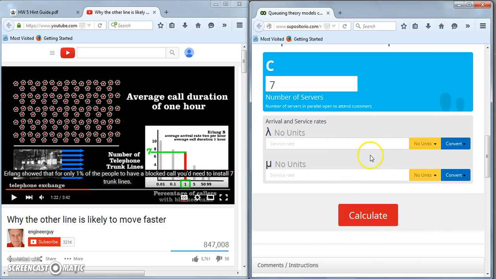First, for our arrival rate, we're told that there are 2 calls per hour. And then we're also told for the service rate that each person spends about an hour on the phone. So I'll put this as 1. Once again, we are told that we have 7 trunk lines, that 2 customers call every hour, so that's our arrival rate here, and that the customer spends 1 hour on the phone. So then you can serve an average of 1 customer per hour. Then we're going to go to calculate.